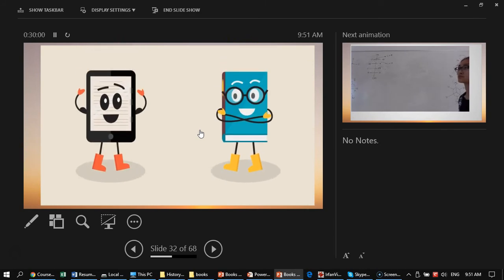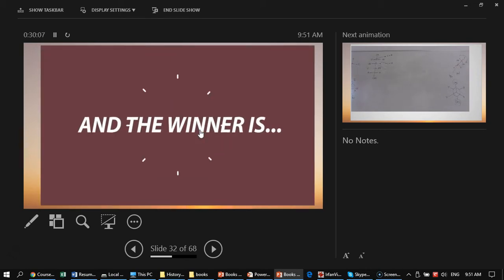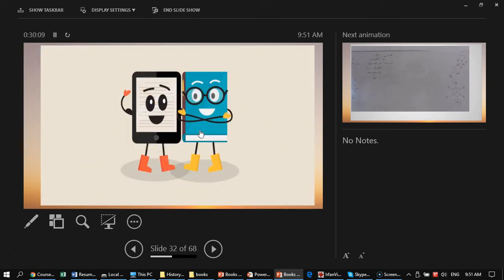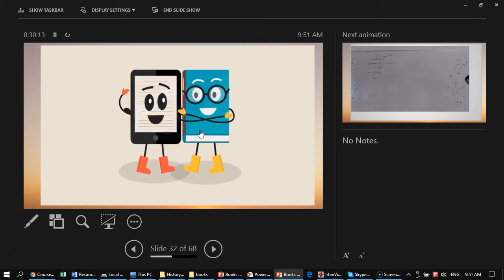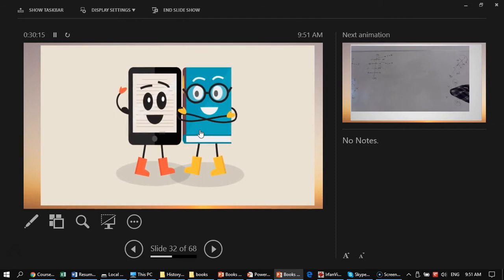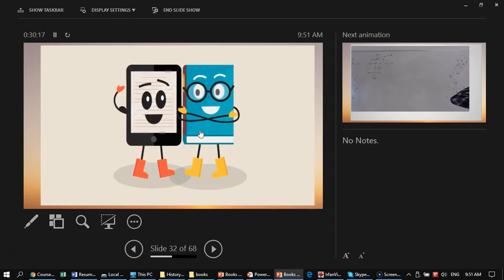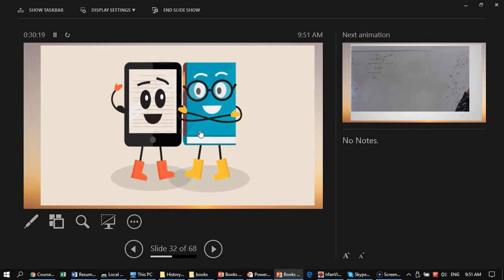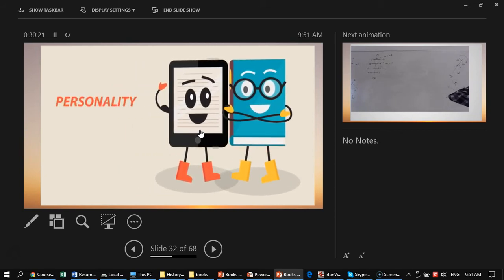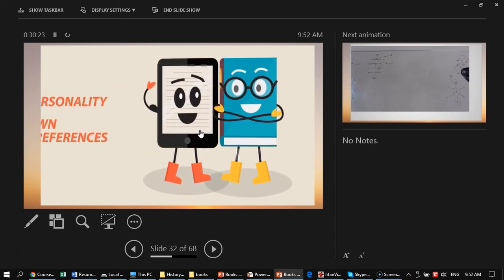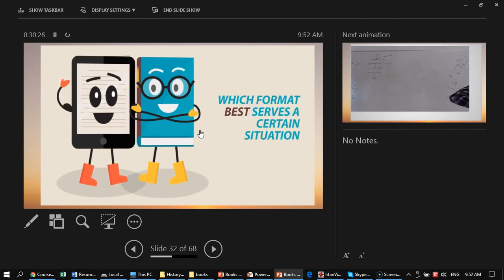After 6 rounds, the judges have already made a unanimous decision. And the winner is both e-books and printed books. E-books and printed books have their own characteristics, and they differ from person to person on which one to use. It ultimately depends on the personality and own preferences of a reader. It also depends on which format best serves a certain situation.